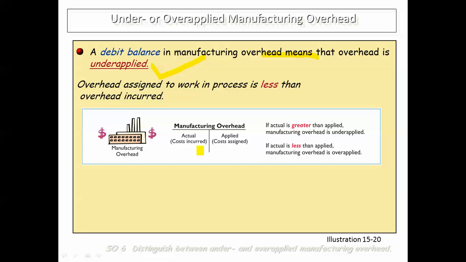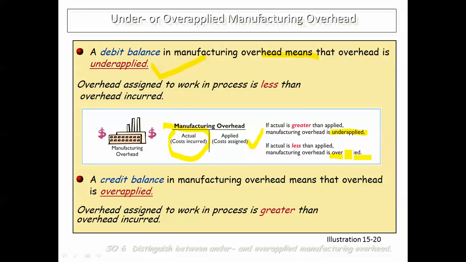Okay, so the actual overhead is here. In the records, the assigned was here. If actual is greater than applied, then it's underapplied, meaning I didn't apply enough. If actual is less than applied, then it's overapplied. So what do I do about that? Well, if it's a credit balance, it's overapplied. What I do is at the end of the year, I take whatever the balance is and I charge it to the cost of goods sold to bring it back to actual. And that then completes the Job Costing System Chapter 2.